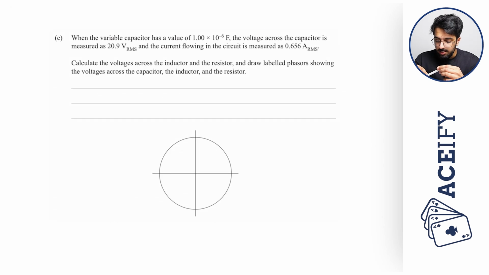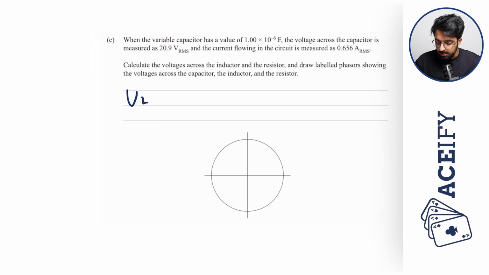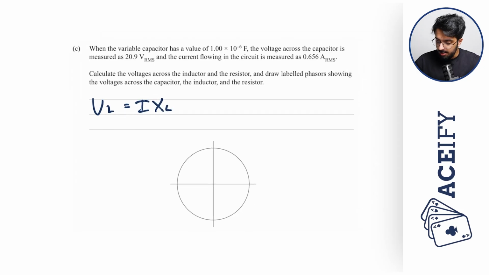When the variable capacitor has a value of 1 times 10 to the negative 6 farads, the voltage across the capacitor is measured as 2.9 VRMS, and the current flowing through the circuit is measured as 0.656 ARMS. Calculate the voltages across the inductor and the resistor, and draw a labeled phasor showing the voltages across the capacitor, inductor, and the resistor. Alright, so the voltage across the inductor is equal to I times the reactance of the inductor, okay? And the voltage of the resistor is equal to IR.